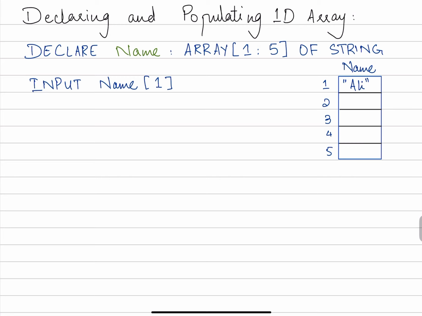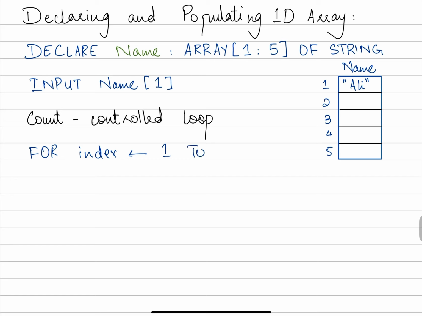Now, if you want to do this by using a loop, you can use a count-controlled loop in this case, since you have 5 indexes only, and you know the total limit. So you can write FOR index = 1 TO 5, NEXT index. This is the syntax of writing the FOR to NEXT loop, a count-controlled loop.